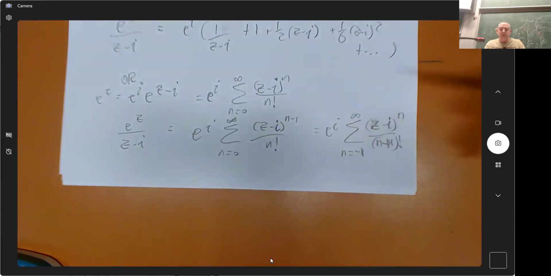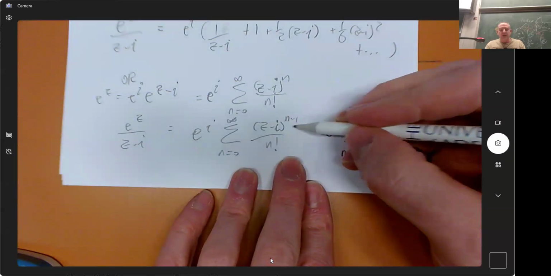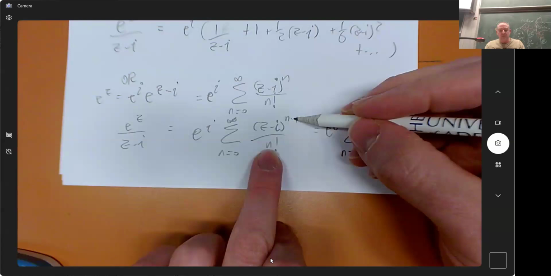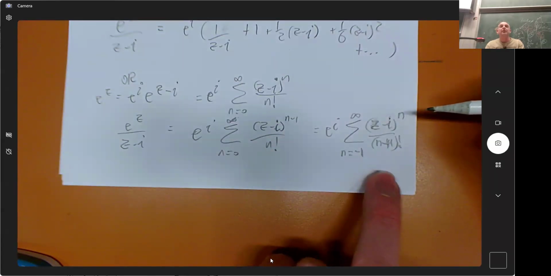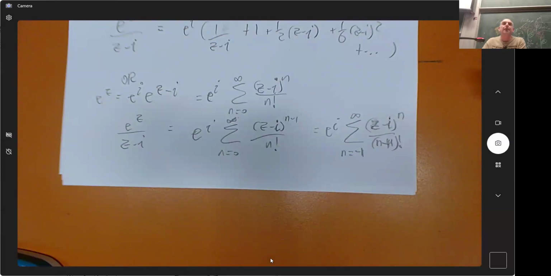It's tradition for Laurent series to write the n to be the actual exponent that's there. And so I want this to just say n. So I add 1 to both of these and subtract 1 from all of these, and that produces this index shifting like you do in differential equations.